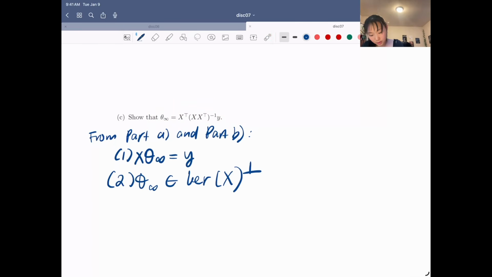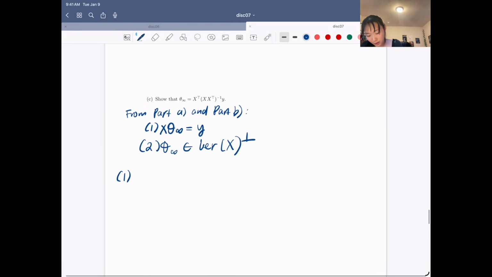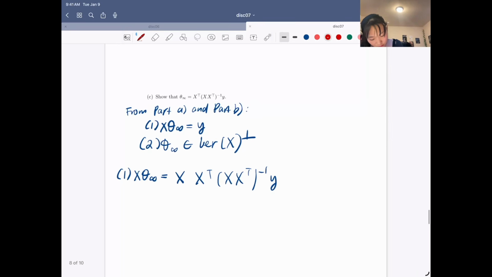And so I'm going to start by saying, for number 1, let's show that this is true, right? X theta infinity is equivalent to, if this was the case, then this must be able to be plugged in. So we can write x, which is this x right here, times x transpose x transpose negative 1 y. So this is theta infinity and this is x. And that's just what we get from the problem here.